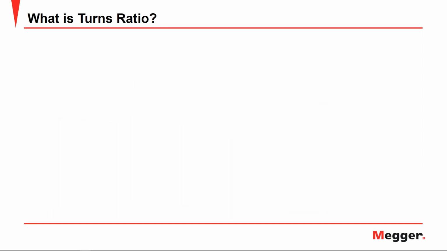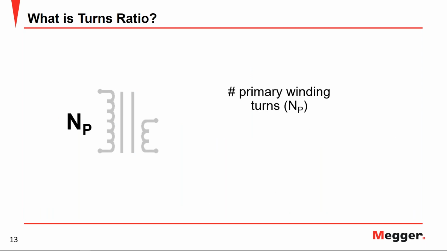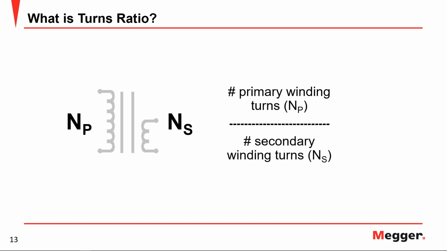So what is turns ratio? In a transformer, in its simplest terms, it is the number of primary winding turns divided by the number of secondary winding turns. And this gives you your turns ratio. So that's all good. In the factory, they know how many turns they put on the primary, they know how many turns they put on the secondary, they can get a very exact turns ratio.